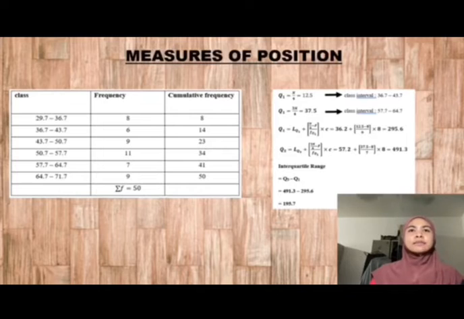And after that is measure of position. In this position, we need to have class, frequency, and cumulative frequency. The total frequency is 50. This is how we solve the problem, and for the quartile range, which is quartile 3 minus quartile 1, it is 491.23 minus 295.6 equals 195.7.